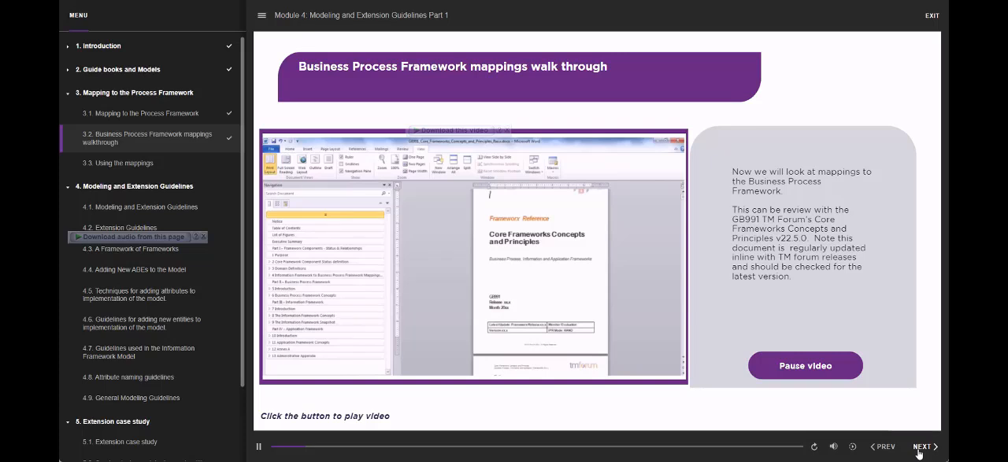Here you can see the Consolidated Concepts and Principles Guidebook. This walkthrough will focus on the mappings between the Information Framework First Level Aggregate Business Entities and Business Process Framework or eTOM core processes, most of which are first level core processes. The mappings are organised by domain. The principles for mapping will be explained to you during this walkthrough.